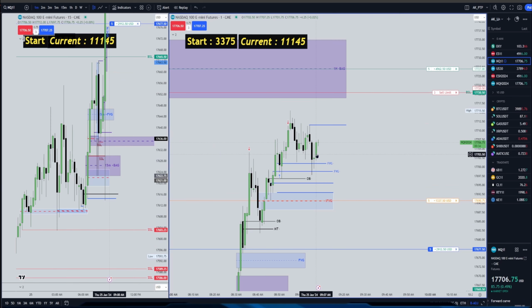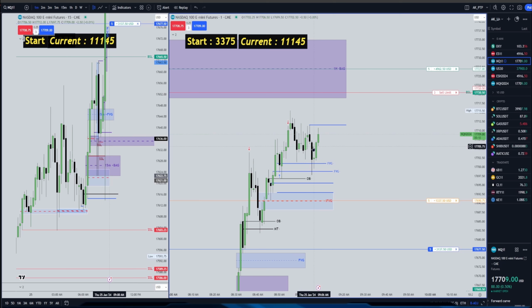Okay, this is an energetic candle. I need at least one big candle or another energetic candle after this candle. If this candle cannot go past the level, I will expect another candle will straight away go through that and close somewhat around here, or maybe at least around that level. So then this fair value and this order block will be a valid order block.